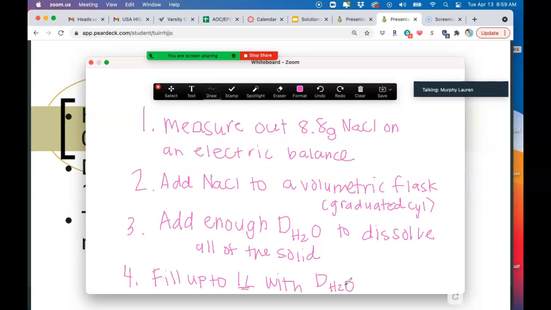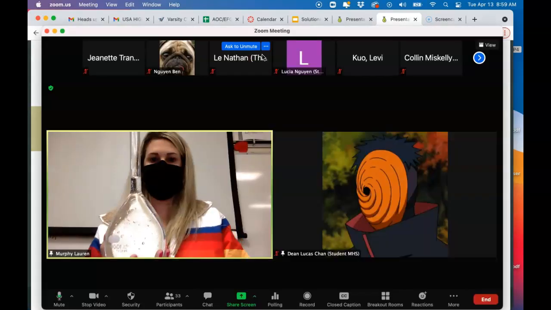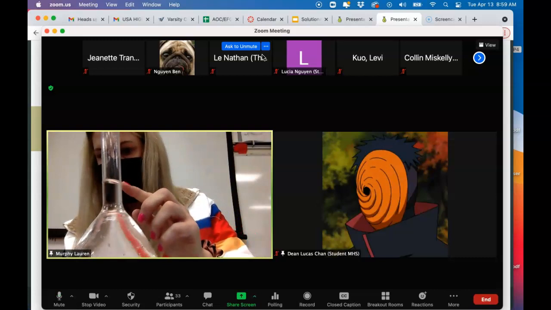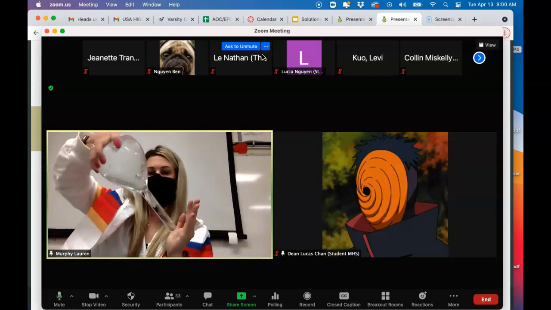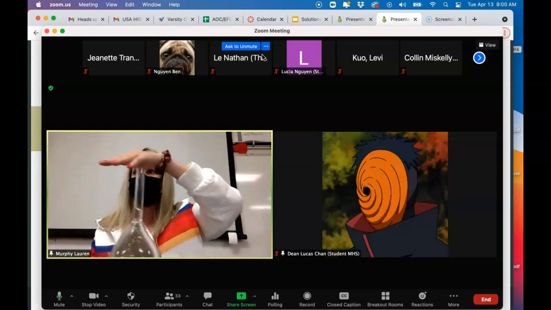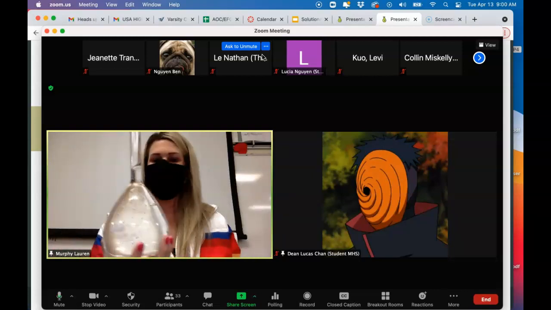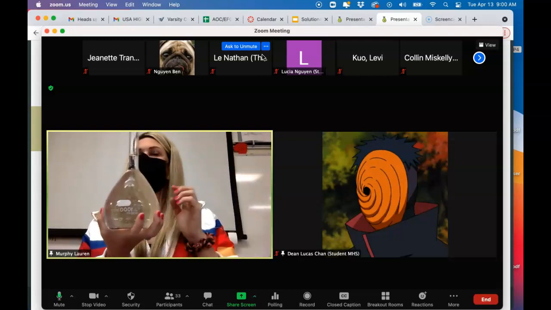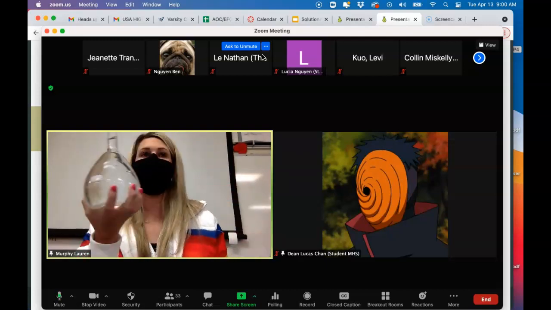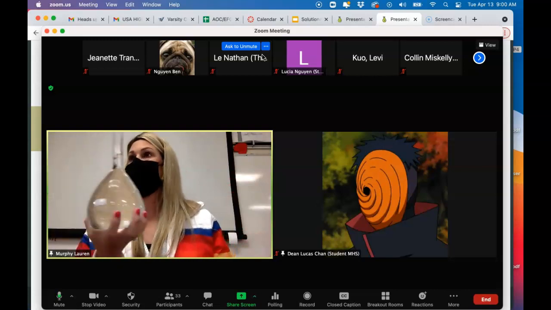Okay, and then I have it right here, it's filled right to the line, right? You would normally stopper it and shake it so that it's all mixed. You would never use your hand like I just did. Okay, and now what do I have? I have 1 liter of a 0.15 molar sodium chloride solution. I just made a solution from a solid.